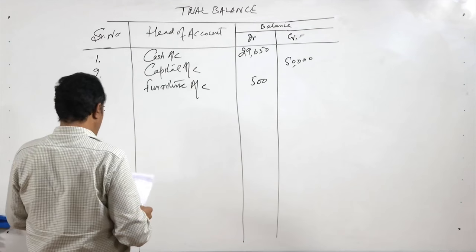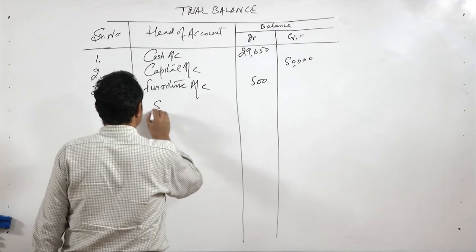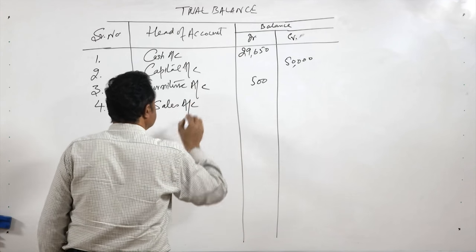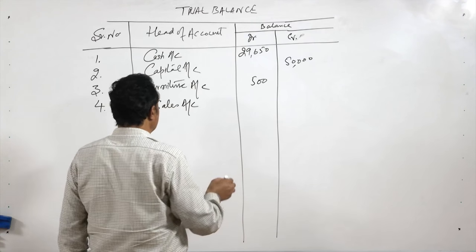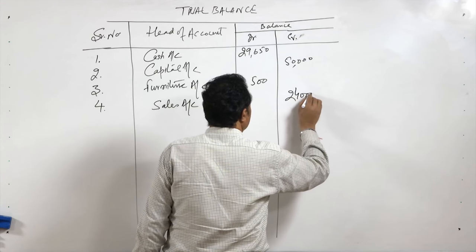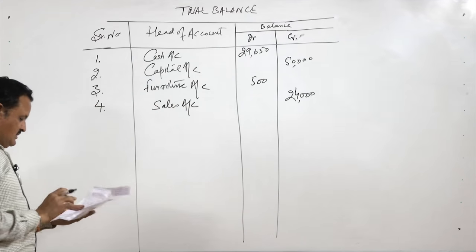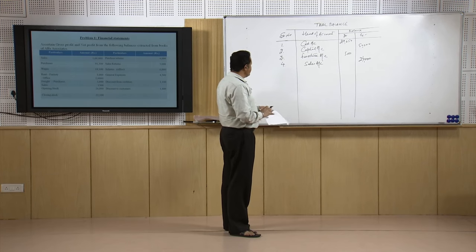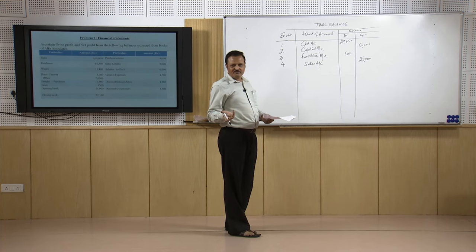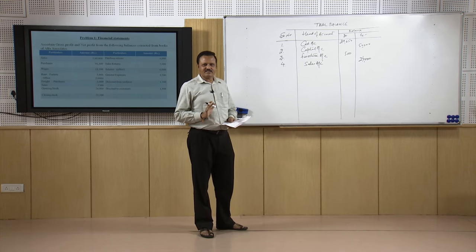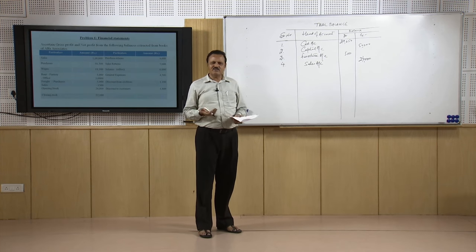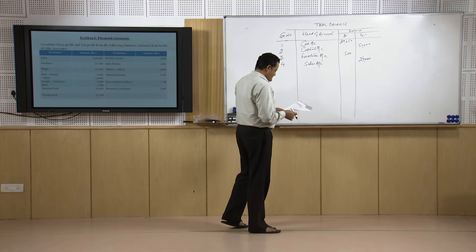Now we have the fourth account, the sales account, and the sales account has a credit balance of 24,000 rupees. So we have taken it here. Now we take the next one, the Naresh Kumar account. The Naresh Kumar account has no balance, it is balanced. Total sales made to him were 8,000 rupees and he has paid 7,600 rupees. 400 rupees discount was given to him by this firm. So this account has no balance, it is a balanced account.